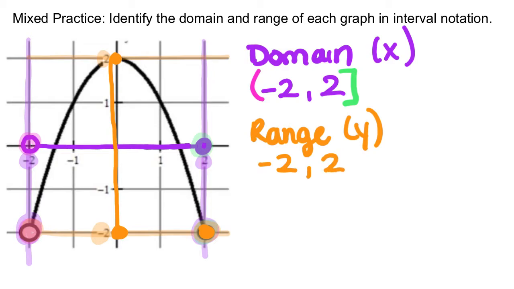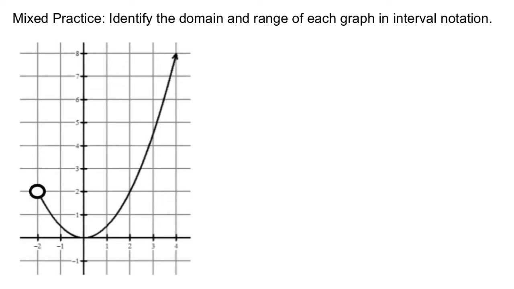And since they're both closed circles, so they include their endpoints, I would use a bracket at -2 and a bracket at +2. So my domain is from -2 non-inclusive to 2 inclusive, and my range is from -2 inclusive to +2 inclusive. For the next example, I'm again going to start with my domain, or the x values.